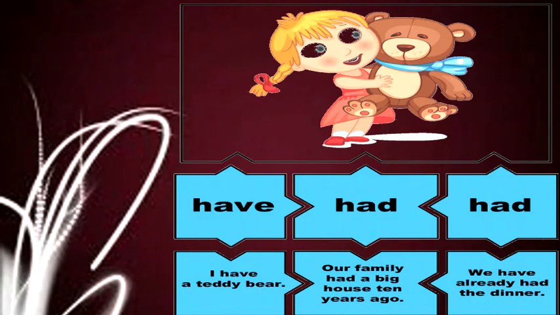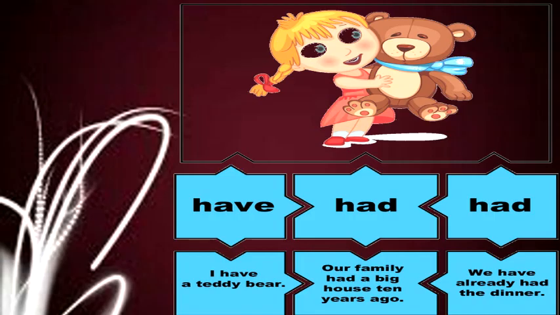Have, had, had. We can see in the picture the girl is having a teddy bear. So have is used as the main form of the verb to show possession. I have a teddy bear. Here have is the present form. Our family had a big house 10 years ago. Had is the verb here in past tense, in simple past tense.